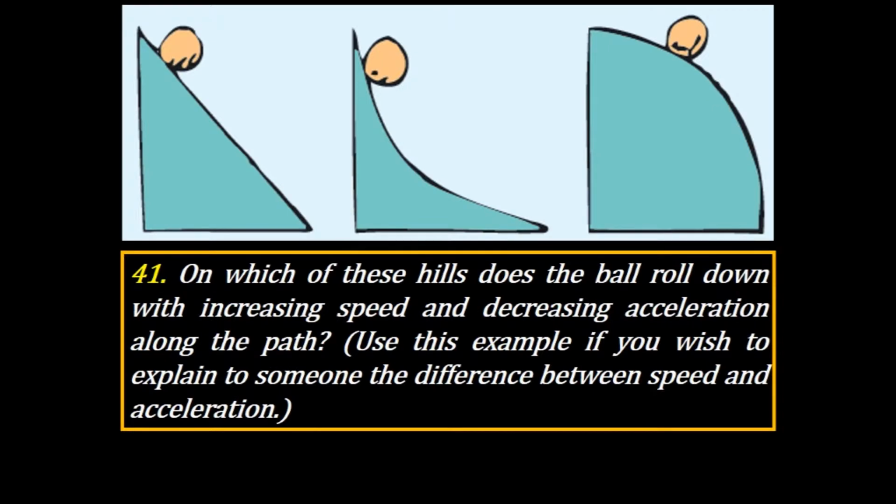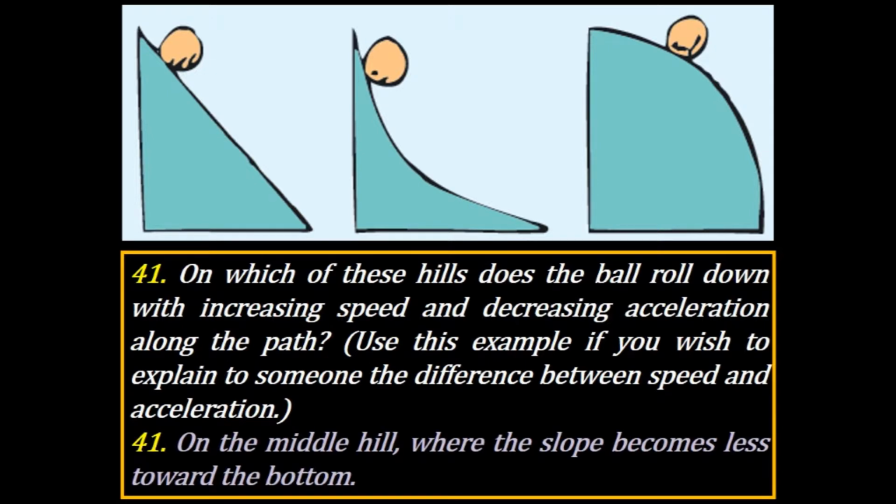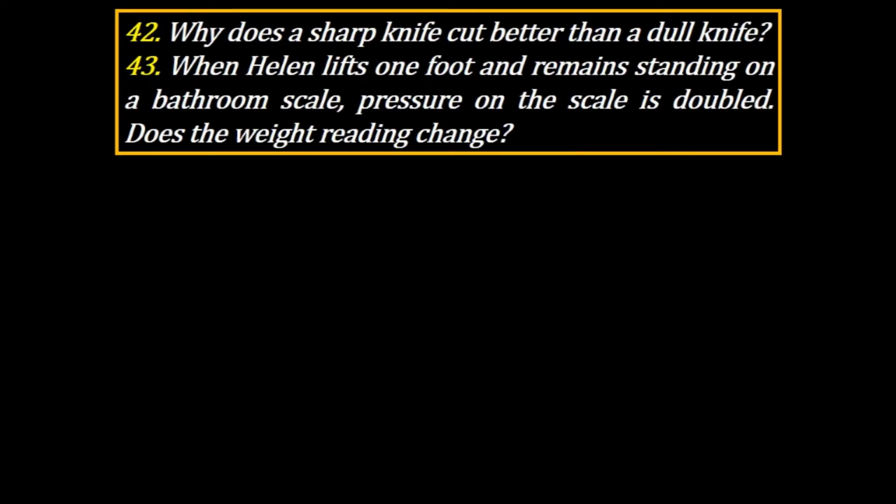Okay. On which of these hills does the ball roll down with increasing speed and decreasing acceleration along the path? Use this example if you wish to explain to someone the difference between speed and acceleration. Well, the acceleration is going to slow down in the middle one, so it's on the middle hill where the slope becomes less towards the bottom. So even then you'll still be increasing the speed.